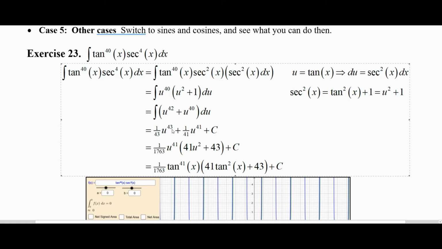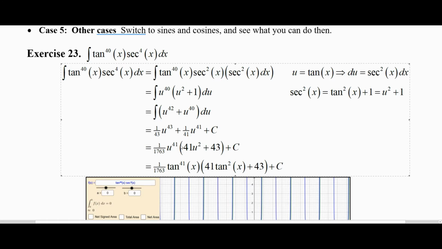Add 1 to the power, multiply by the reciprocal of the new power, so that goes to 1/43rd u to the 43rd, plus u to the 41st times 1 over 41, and then plus c. And then switch back from u's to tangent. Actually, before that, I'm going to do a little factoring.